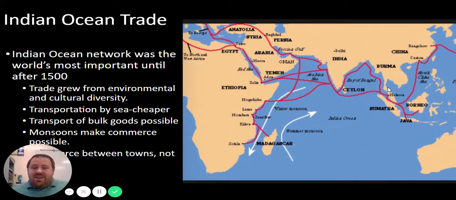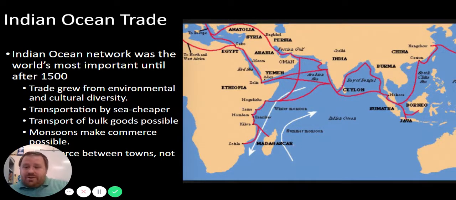All right, so Indian Ocean trade was super important during this time. The Indian Ocean network was the world's most important trade network until after 1500. So what happened around 1500? Columbus sailed the ocean blue. The Atlantic Ocean becomes a very important network. But the Indian Ocean network is the stuff up to this time.